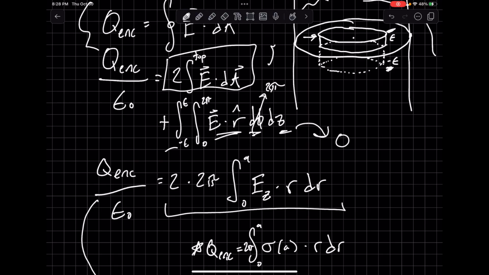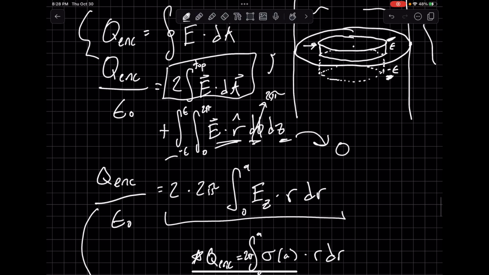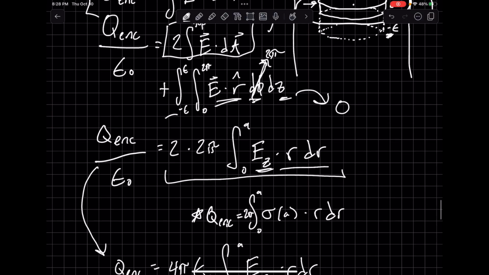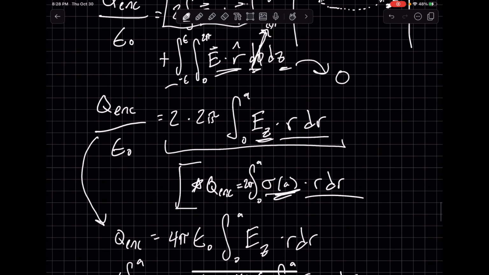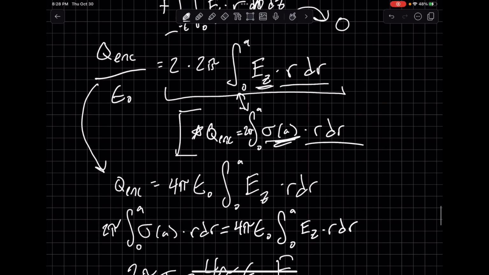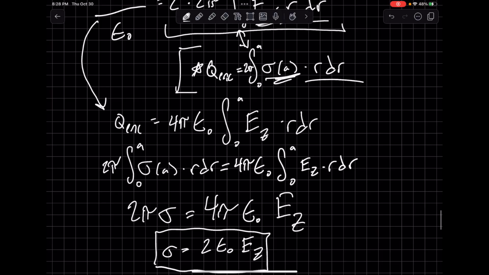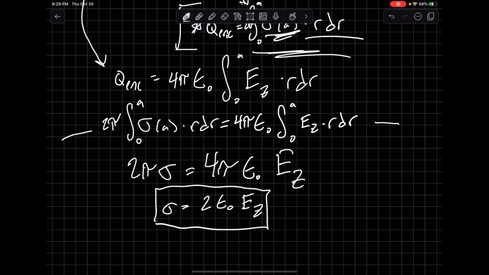So we have Q enclosed over epsilon naught is equal to 2 times 2 pi, since, again, the phi component just goes to 2 pi here, times the integral from 0 to a of the z component of E times R dR. But also, interesting to note here is that the enclosed charge should be equal to 2 pi times the integral from 0 to a of the charge density in terms of r times R dR. And since we have two things that look pretty identical, we have this integral from 0 to a of something times R dR, and this integral from 0 to a of something times R dR, then we can just set these equal to each other.